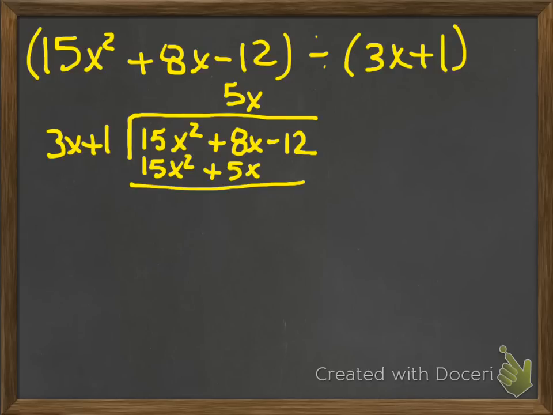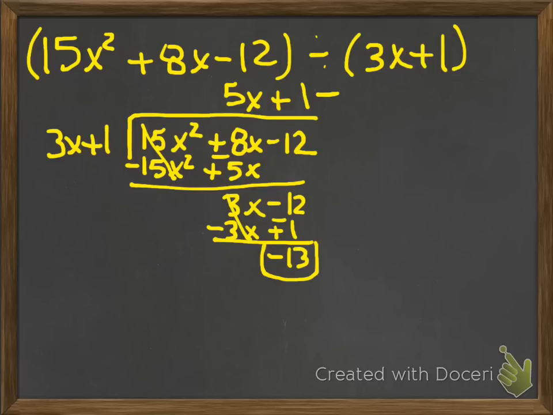Okay, then change the sign so I can combine or subtract, however you want to think of it. So negative and negative. 8 minus 5, because the x squareds canceled each other out. 8 minus 5 is 3x minus 12. Okay, 3x divided by 3x is just 1. So then I go ahead and multiply 1 times those, which is just 3x plus 1. Change the signs, and I get a remainder of negative 13. So then I could write that as 5x plus 1 minus 13 over 3x plus 1. Or you could even write that as 5x plus 1 plus negative 13 over 3x plus 1.